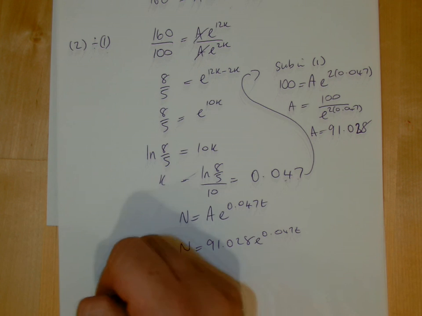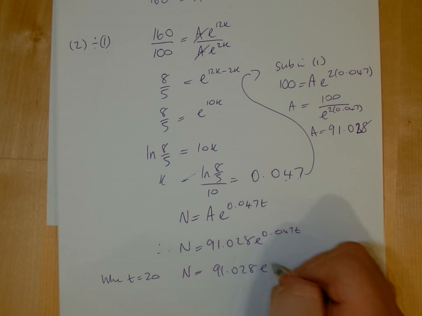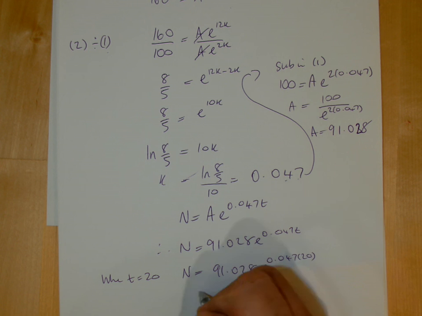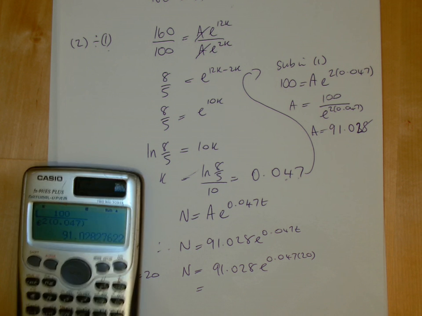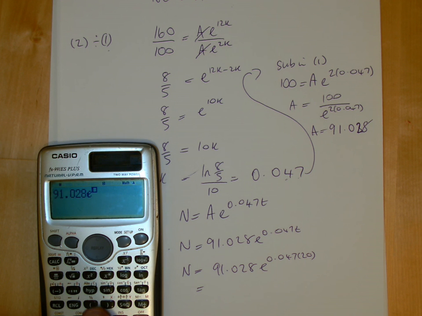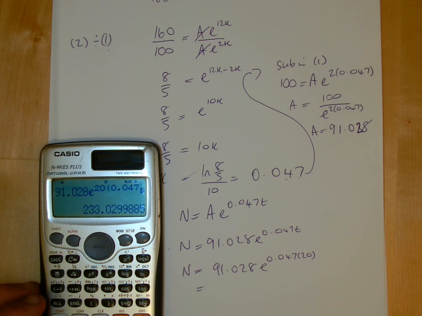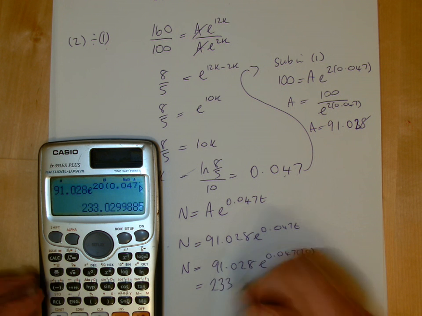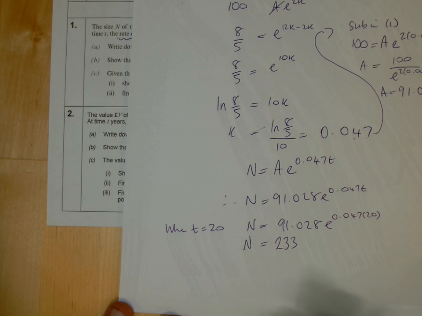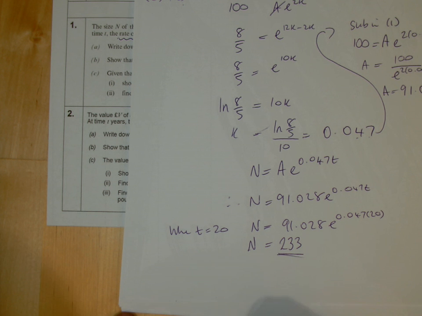And then when t is 20, which is what they wanted, n is equal to 91.028 e to the 0.047 times 20. So basically 91.028 e to the power 0.47, and I get that out to be 233. Because it's the size of the population, I'm not going to put decimals. Obviously population can only be a positive integer, and that's the acceptable answer.